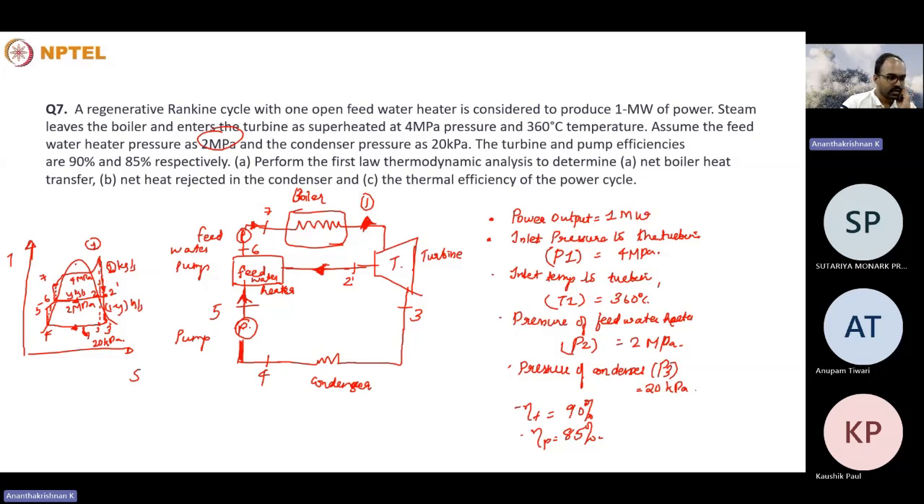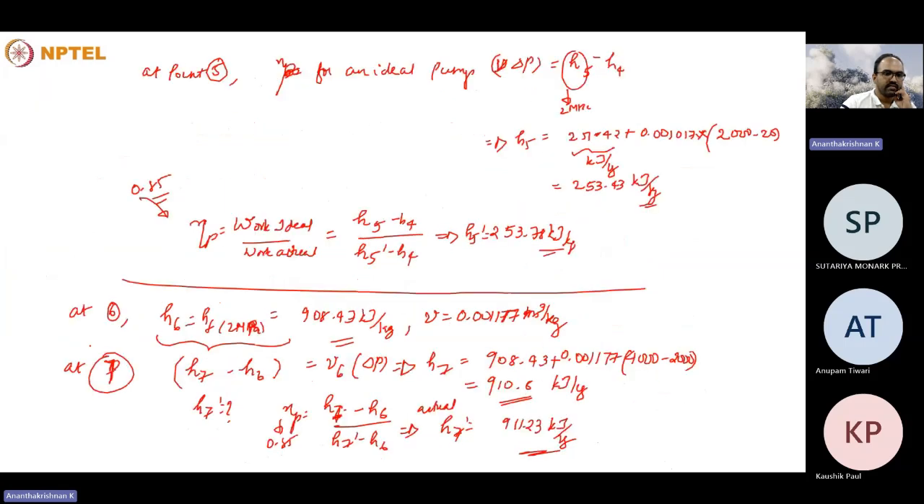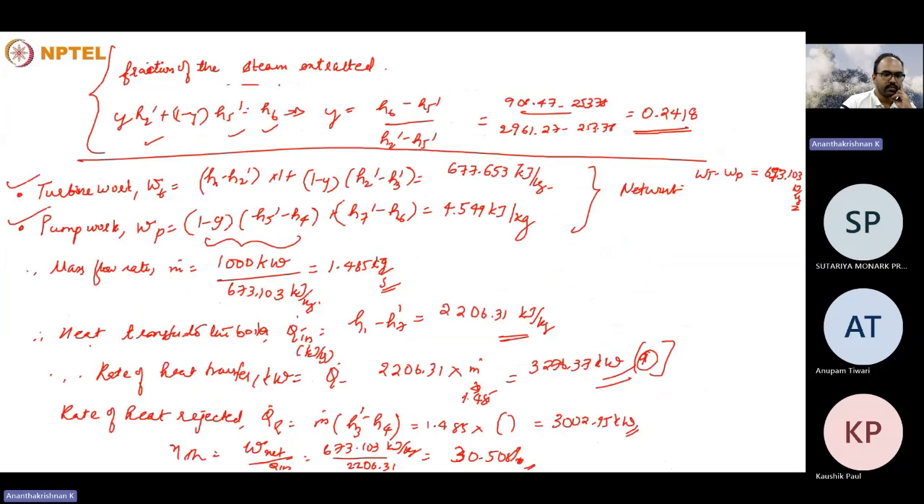So these two will give the amount of steam bled from the turbine for the feed water, and then using that fraction, we can determine the actual work output in the turbine, the work input required in the pump, and the net work. And once we know the enthalpies, we can calculate the heat input into the boiler and the heat rejection in the condenser, and based on that, we can calculate the efficiency of the Rankine cycle to be around 30.5.